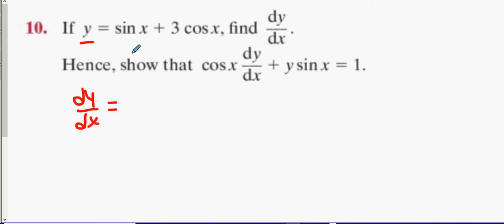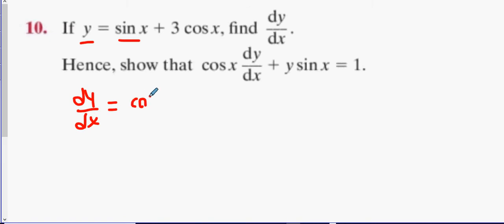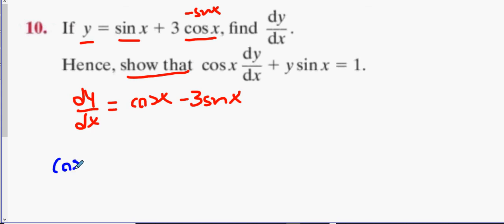What happens when you differentiate sin x? You go to your tables on page 25. Sin x turns into cos x. Cos x turns into minus sin x. 3 times minus sin x? Minus 3 sin x. Okay? So we're going to do a bit of input in here. Cos x multiplied by the derivative. That's the derivative.